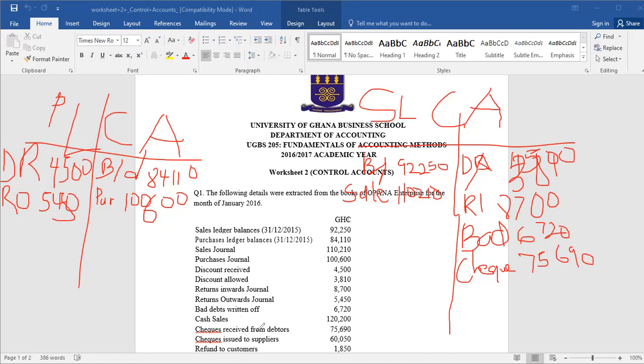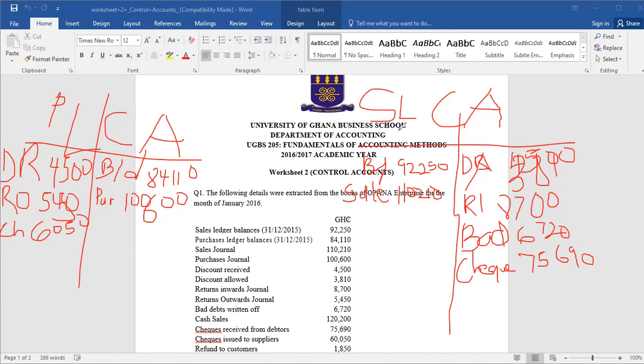Then cheque from suppliers. That one also reduces the amount that you owe people. So that one comes here. Cheque, okay, same thing. So that one also comes here. 6, 0, 5, 0.